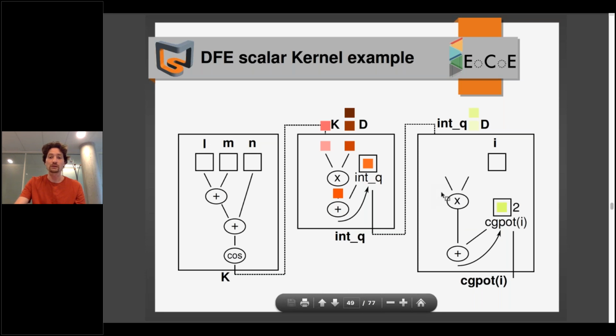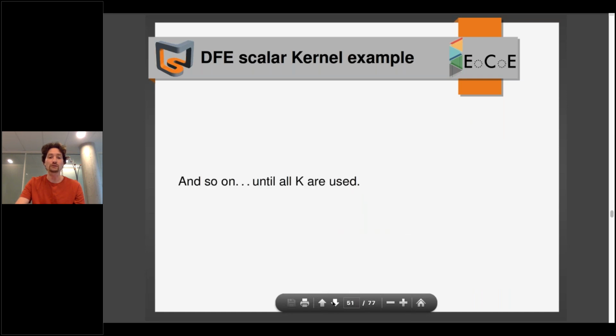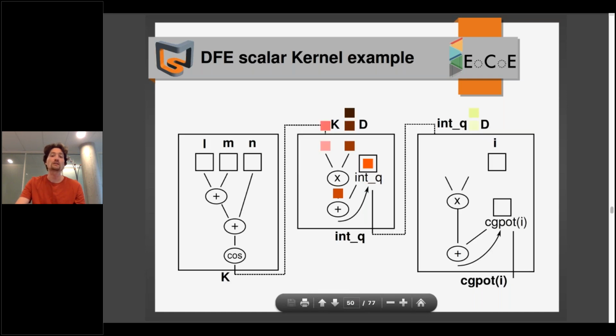Now this one is stalling because it's waiting for a new integral of Q. And then it goes on until we have finished everything for all modes, for all atoms. Good.